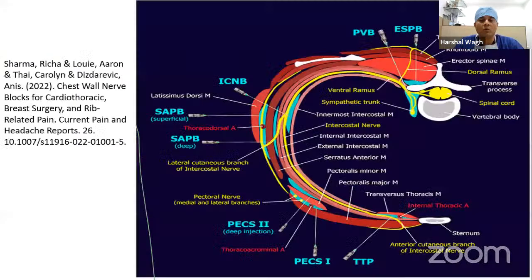If you look at this picture, it gives you a rough idea of what they're talking about. If you're going to do paraspinal or paravertebral, it becomes the paravertebral block, and it becomes the erector spinae block.